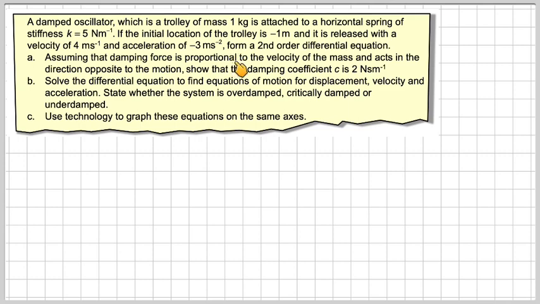Assuming that the damping force is proportional to the velocity of the mass and acts in the direction opposite to the motion, show that the damping coefficient c is 2 newton seconds per meter. Solve the differential equation to find equations of motion for displacement, velocity and acceleration. State whether the system is overdamped, critically damped or underdamped, and use technology to graph these equations on the same axis.